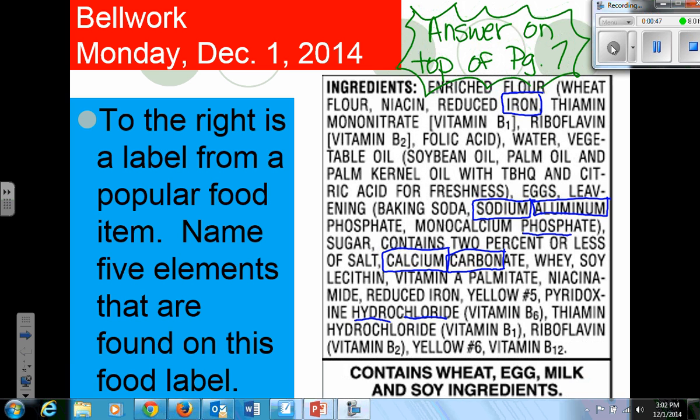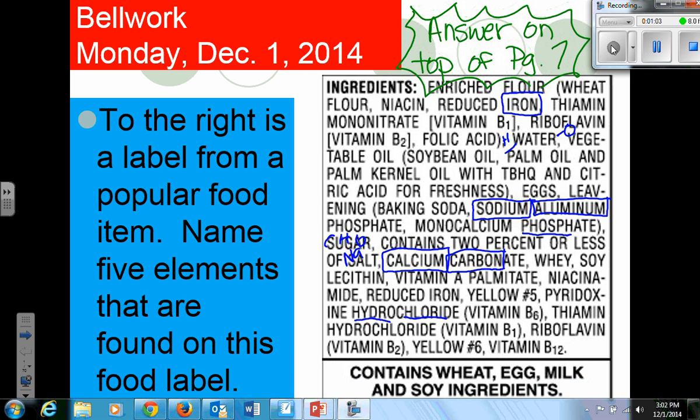Okay, we could get oxygen from water. We could get hydrogen from water. Oh, excellent. We could get sodium from the salt. Okay, we could get carbon, hydrogen, and oxygen from the sugar.